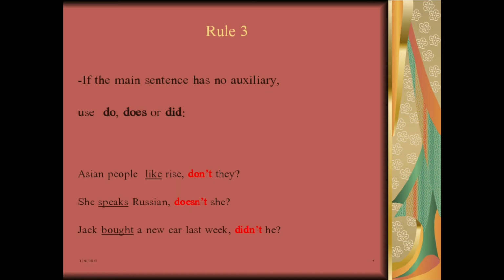In the second sentence, she speaks Russian, doesn't she? The subject she, the verb speaks. We don't have an auxiliary verb here. We have a main verb speaks, and this is verb plus s, so we use do, does, or did. We use does, and put it in negative. Doesn't she?